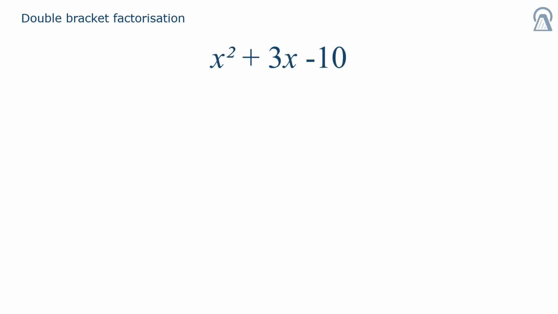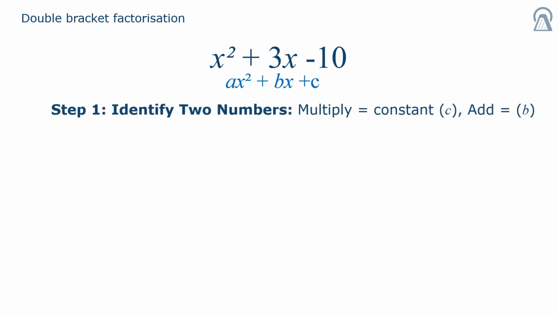Now we're going to move on to double bracket factorization. This is a method used for quadratic expressions quite often. We're going to look at the example of x squared plus 3x minus 10. We want to identify each of those terms in order: the multiplier of just a singular x, which we call b, and the constant number, which we call c. So for our example, our b value is 3, and our c value is negative 10.